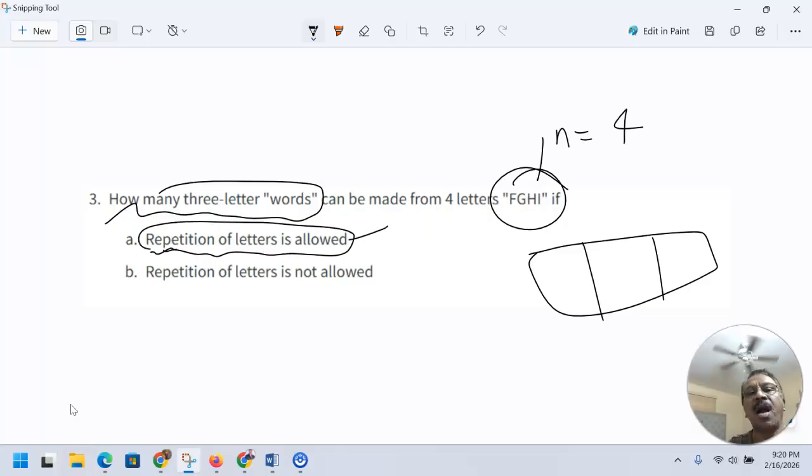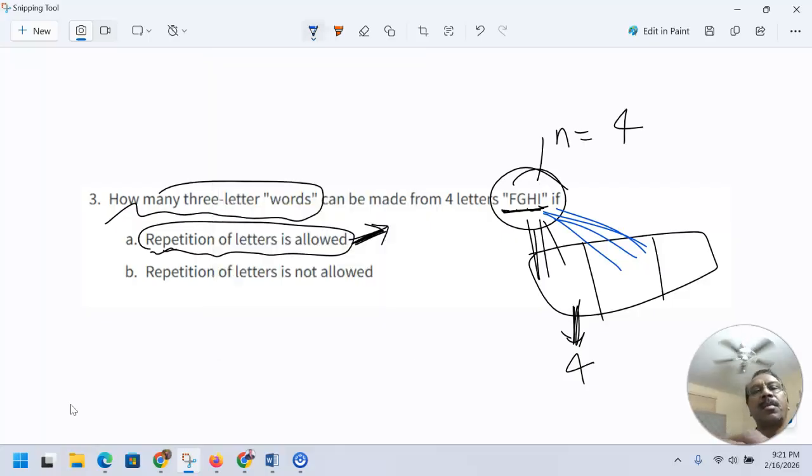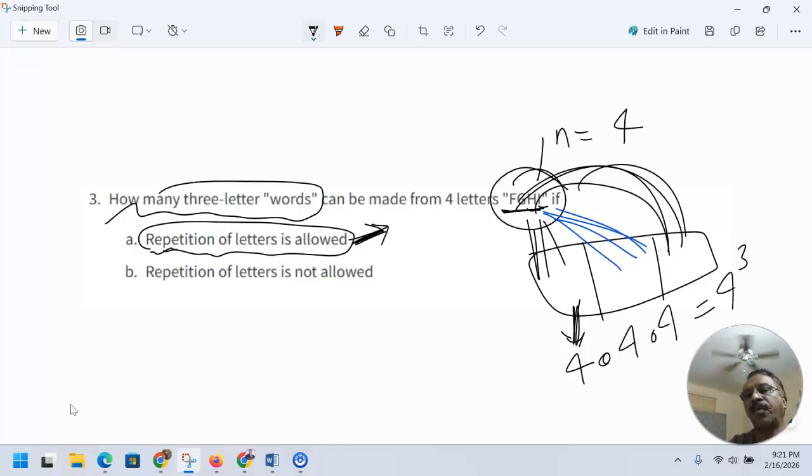So here we can't do anything. If it is allowed, all we can say is there are four letters, one, two, three, four. The first one could be any of the first four. Any of these four will go. And same thing here, any of these four will go here. And then any of these four will go here. So it is 4 times 4 times 4, which is 4 cubed and becomes 64.